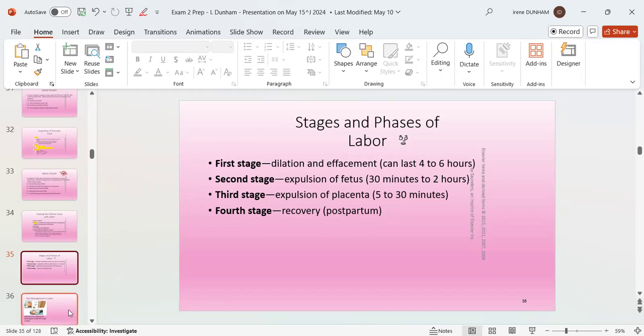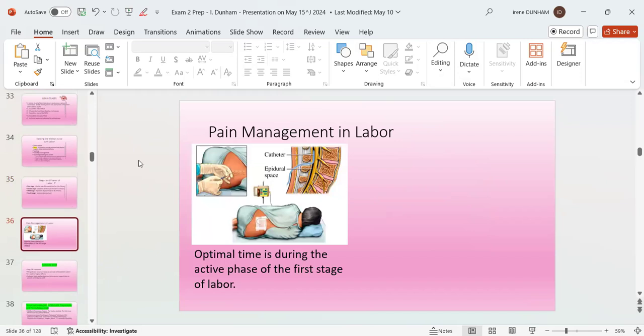Okay, then I will move on and put in here a little bit about pain management in labor. Now, remember I said the best time to get an epidural is during the active phase of the 1st stage of labor. That's when she's anywhere from 4 to 5, 6. And that's a good time because that's the hardest time during the active phase, when she's going to do the hardest laboring. And so again, you want to work on that.